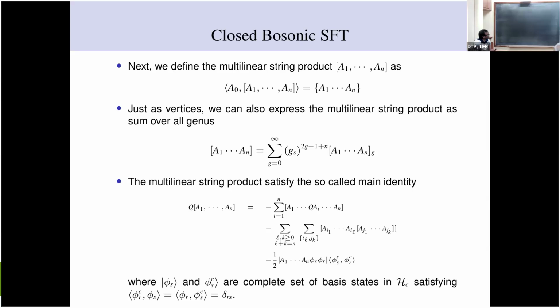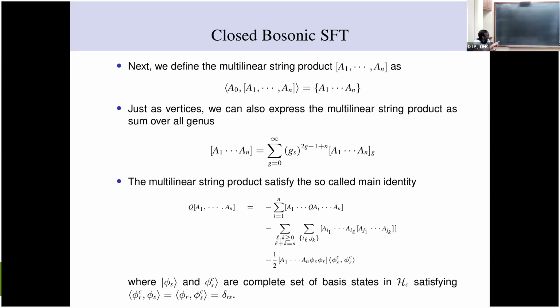So this multilinear string product is defined in the following way. You have this square bracket and its BPZ inner product with some arbitrary state A0. Sorry, I think it starts from A0, there is a typo. So it's A0 to AN. It's basically the inner product between the arbitrary state A0 and this bracket A1 to AN. And just as for vertices, we can also express this multilinear string product as a sum over all genus.